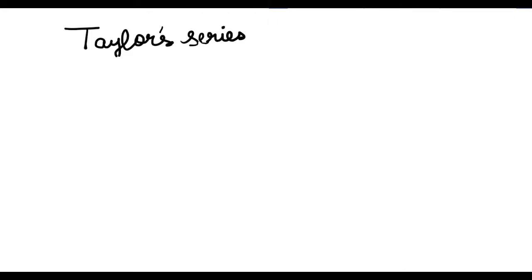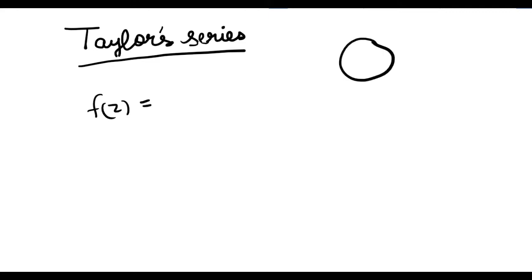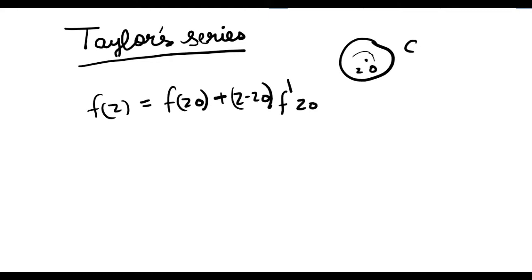Hello guys, in this video we are going to see some series and expansion, starting with Taylor series. So if f(z) is analytic at every point in a circle C having center z0, then for every point z inside this C, the function f(z) can be expressed as f(z) is equal to f(z0) plus (z minus z0) into f dash z naught.